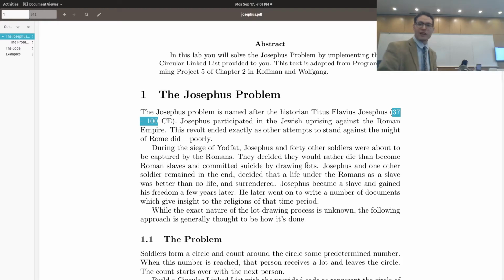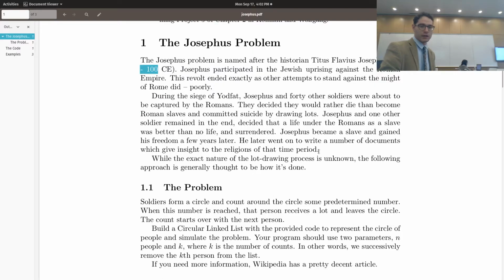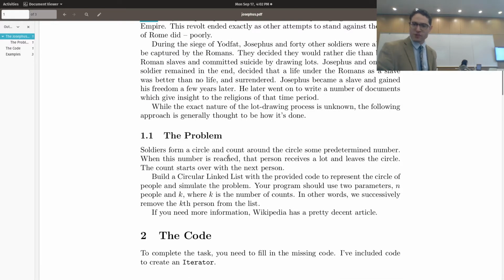But it gives a lot of insight into the religion of the time and how early Christianity forms. So anyway, he's an interesting historical figure. Check him out. You can find his stuff freely on the web because it's surely out of copyright by this point.